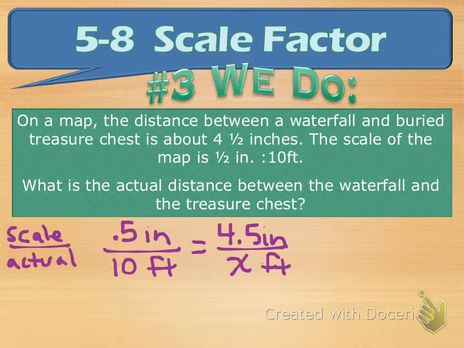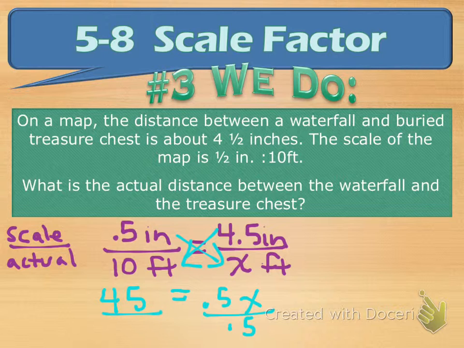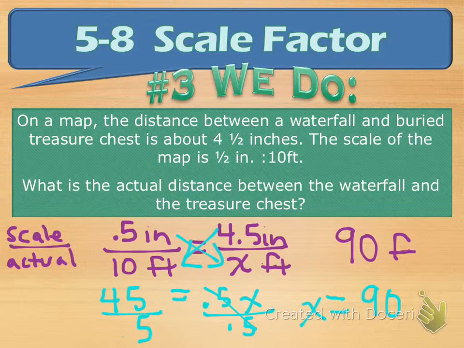So now that you have those, we're just going to cross multiply. So 10 times 4.5 is going to give us 45. And 0.5 times x is going to give us 0.5x. Divide by our 0.5. And you're going to get that x equals 90 feet. So our answer is just going to simply be 90 feet. Make sure we label.